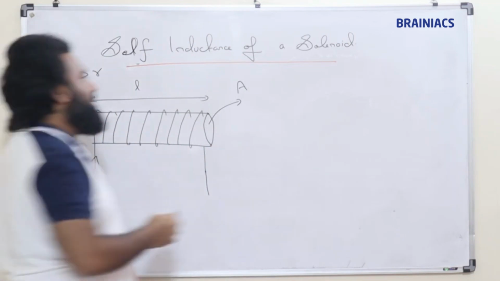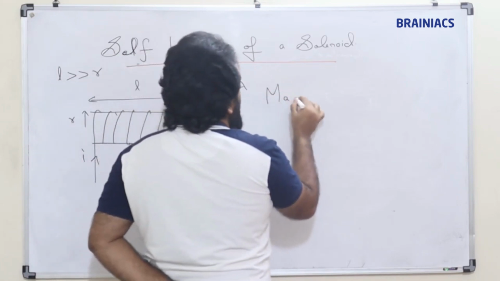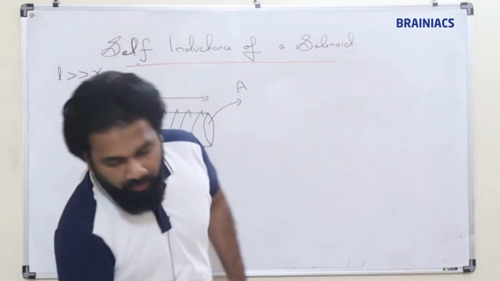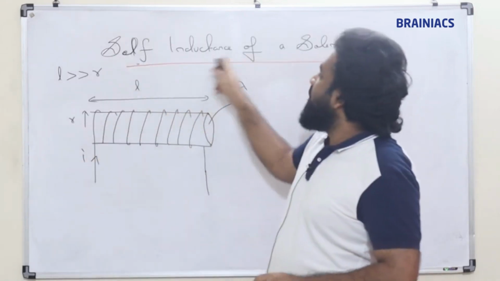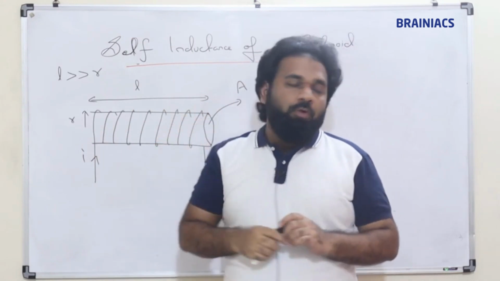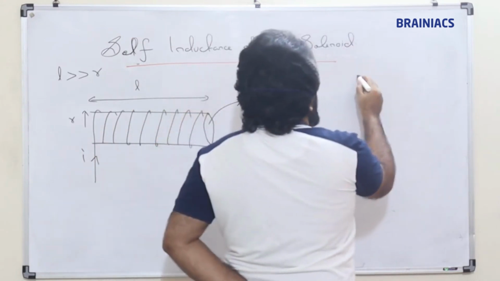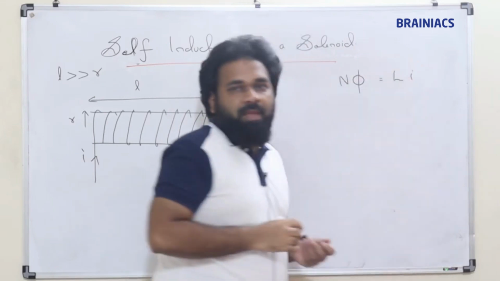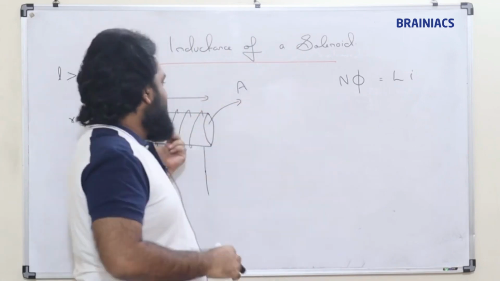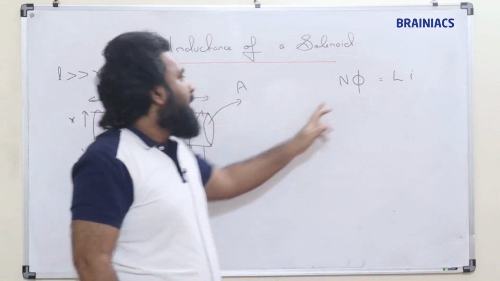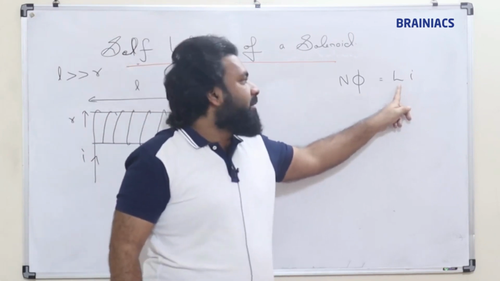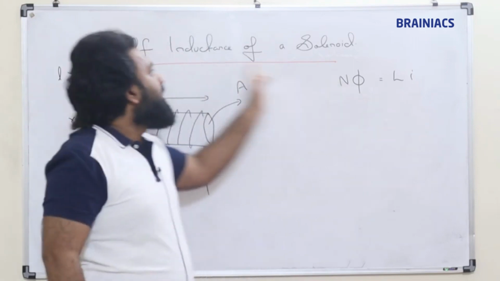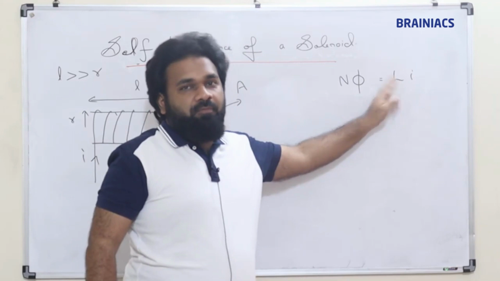Clear? Now the first thing is the magnetic field. What we are going to find is the self-inductance of the solenoid. First, we know N phi is equal to Li. Why N phi? Because so many turns are there. From that, the formula for L can be found. So what is the self-inductance of a solenoid? We can find it from this.